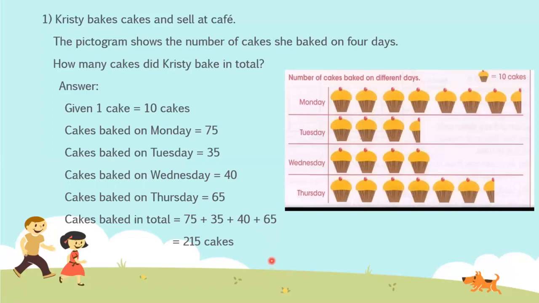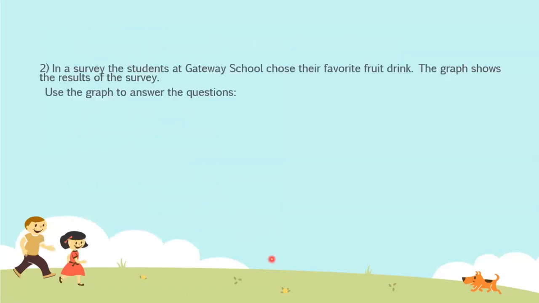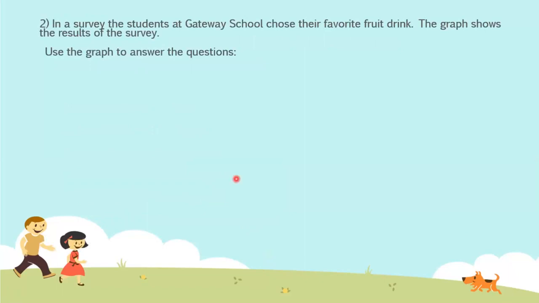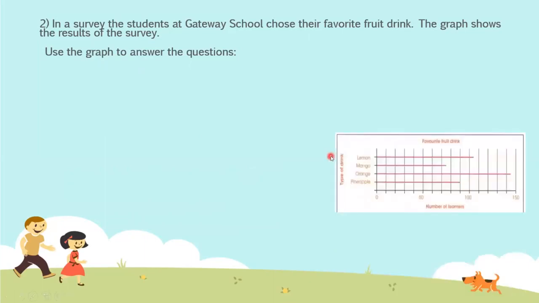Now we will move on to the second question. Here comes your second question. In a survey, the students at Gateway School chose their favorite drink. The graph shows the results of the survey. Use the graph to answer the questions. And this is your graph.